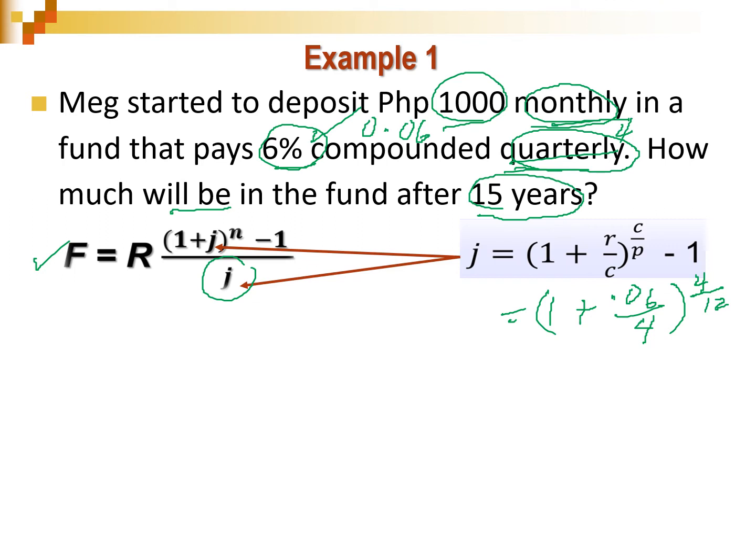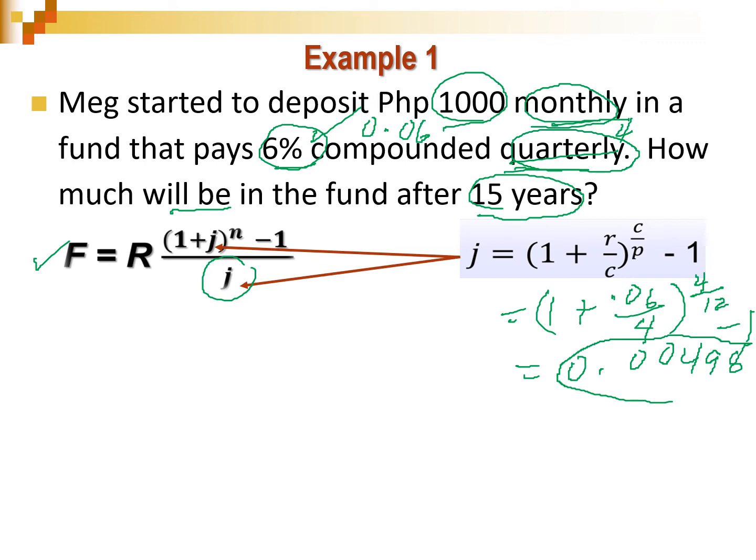And then simply copy minus 1. Solving this will give us 0.00498. This is already rounded off to the nearest 5 decimal places. So let us agree that when we look for the J, the value should be up to 5 decimal places. Now that we have the value for the J, we can already continue the formula for F.